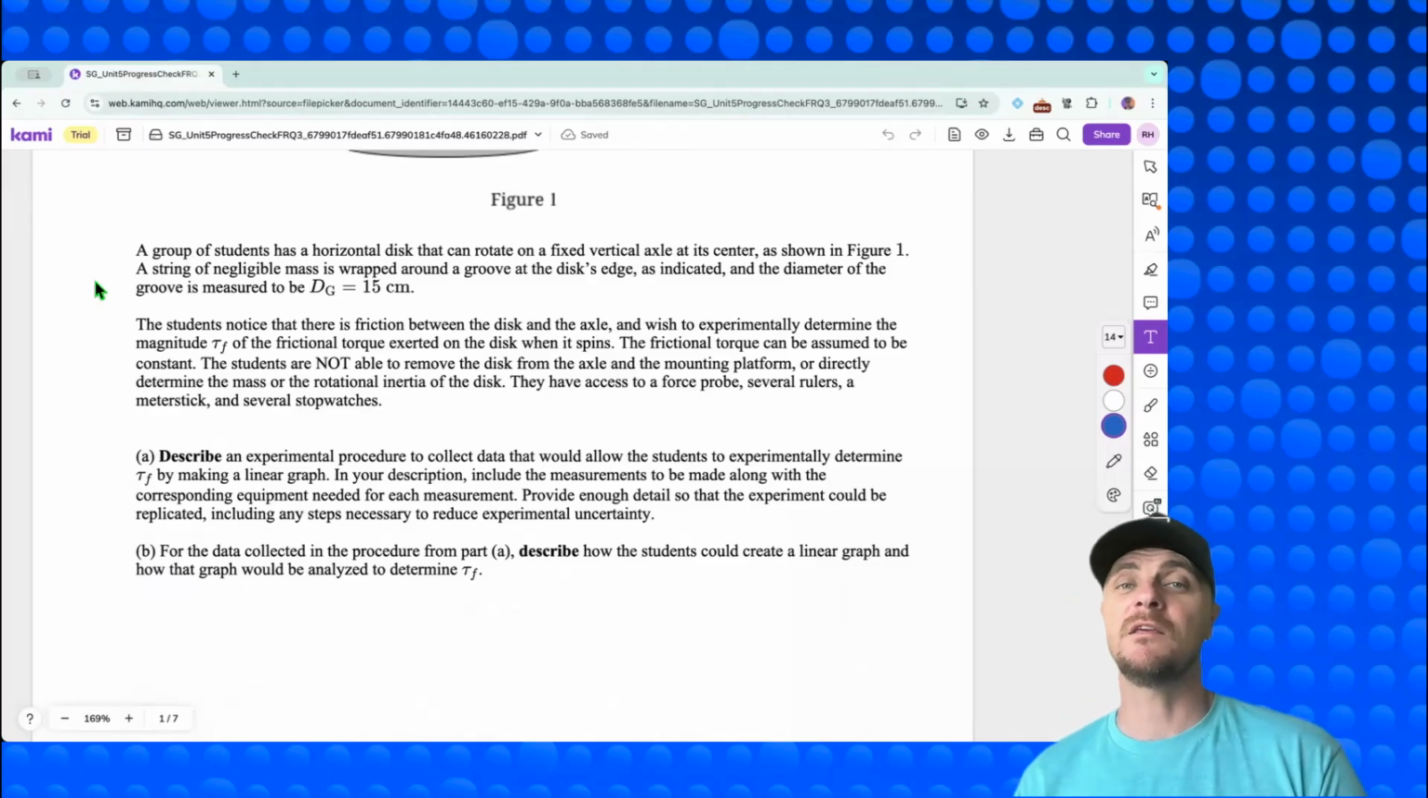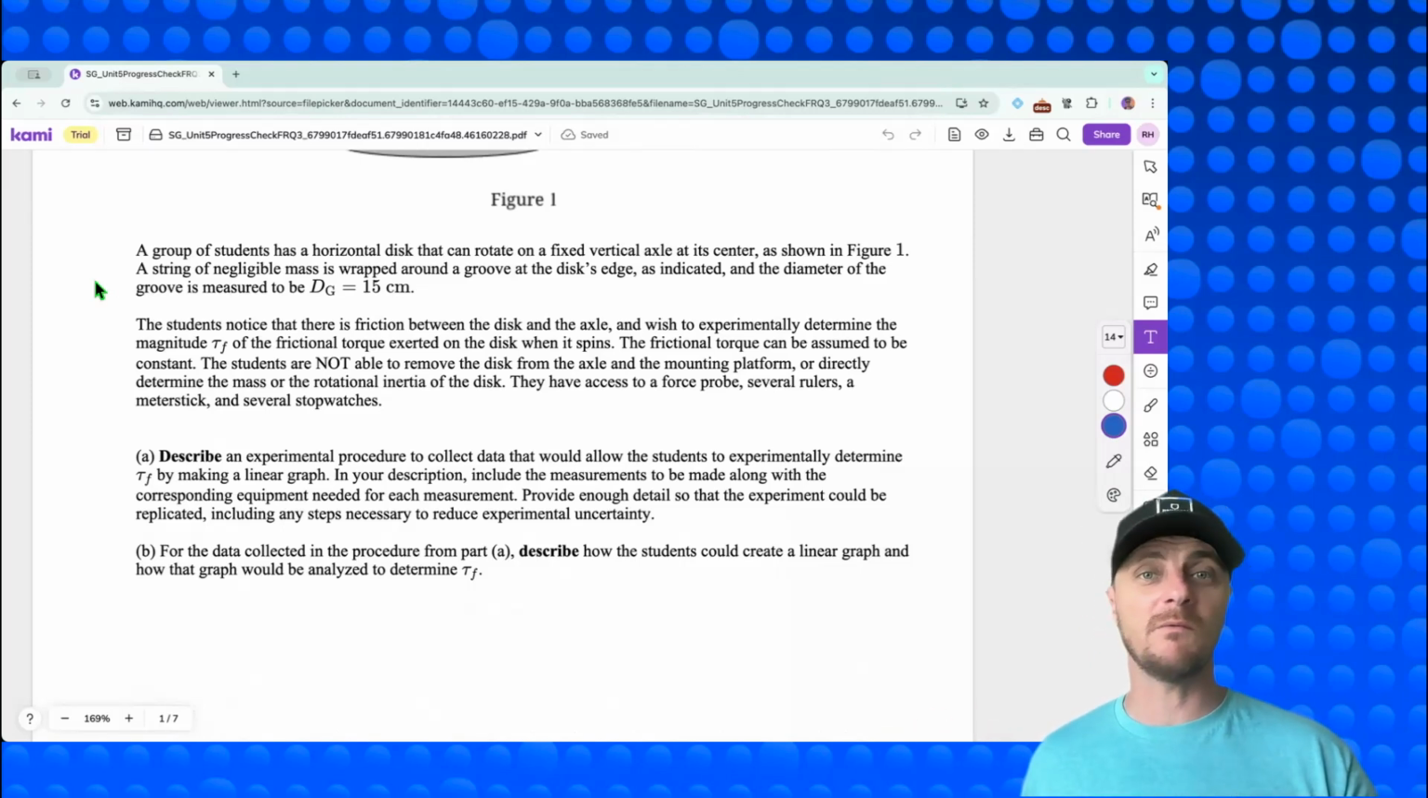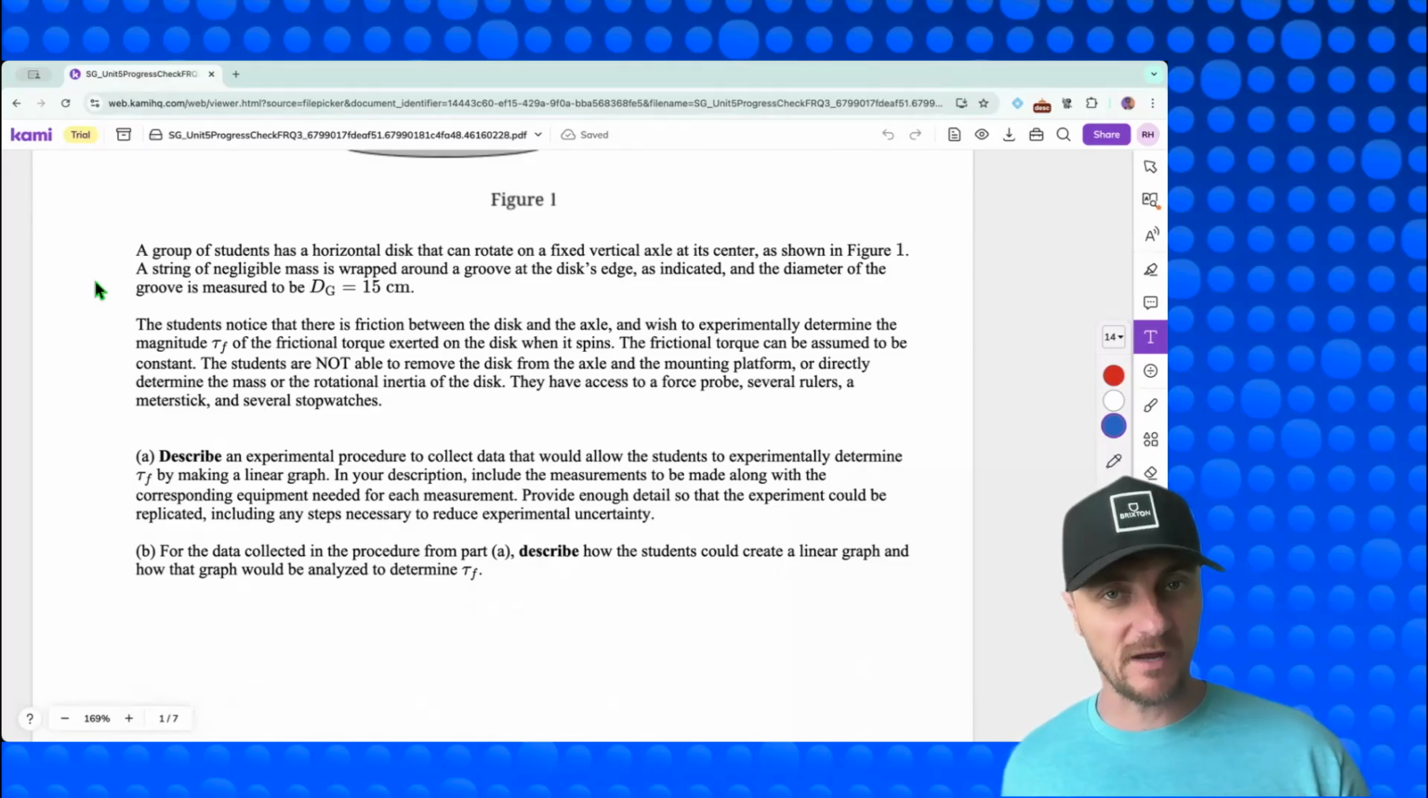All right, so I think the easiest thing on this one, let's just develop the equation, and from that I will write the procedure, because we're going to understand what we actually need to get the torque of friction from a slope of a graph.